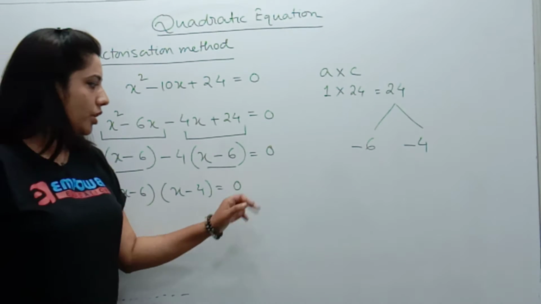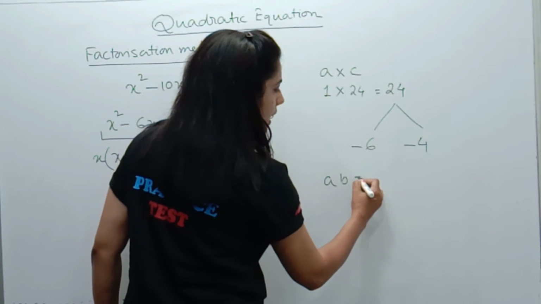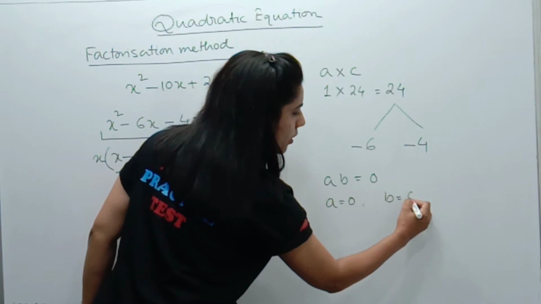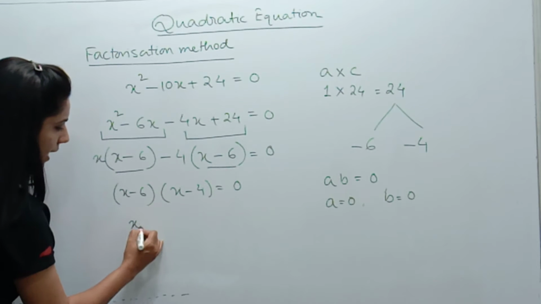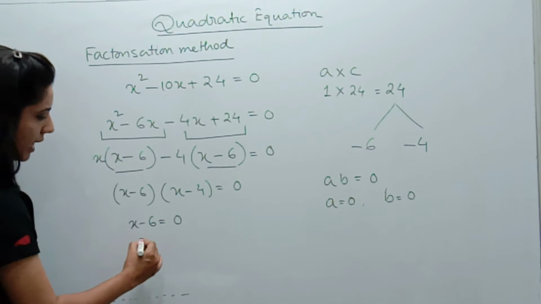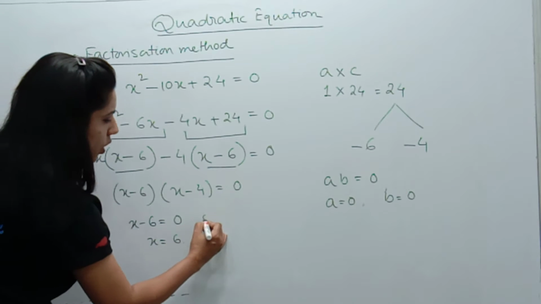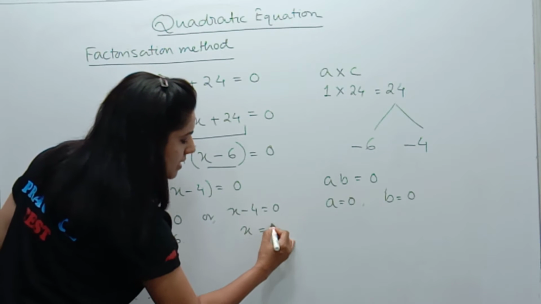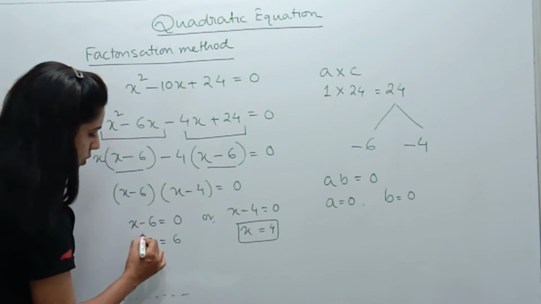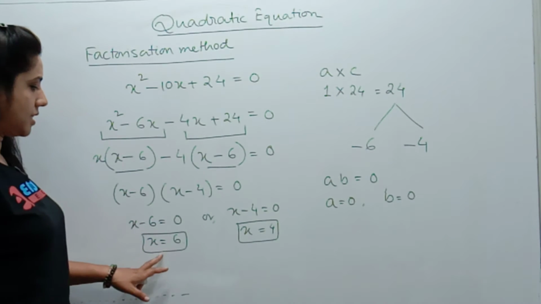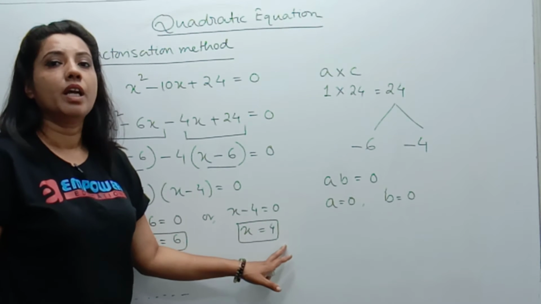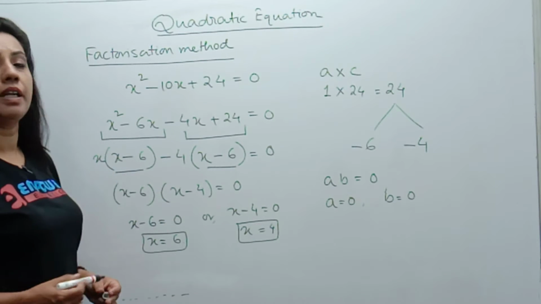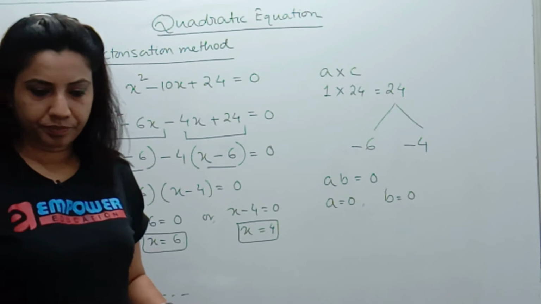Now in the last class I told you if you have a into b equal to 0, then we can make separately a equal to 0 and b equal to 0. So let us make x minus 6 equal to 0. In that case we are getting x is equal to 6, or x minus 4 equal to 0, and in that case we are getting x is equal to 4. So the two values of the quadratic equation are x is equal to 6 and x is equal to 4. So this is how we are getting the values by factorization method. Please copy it down. We'll take another example.